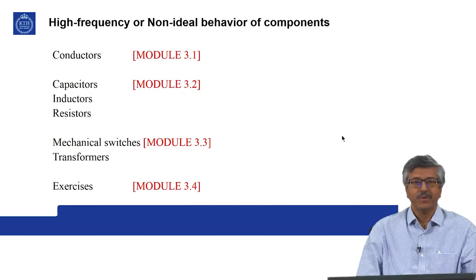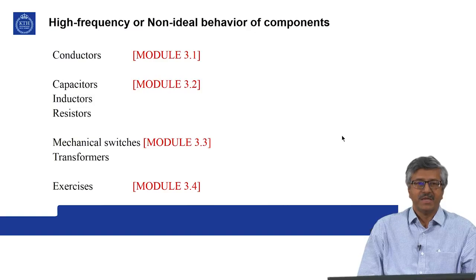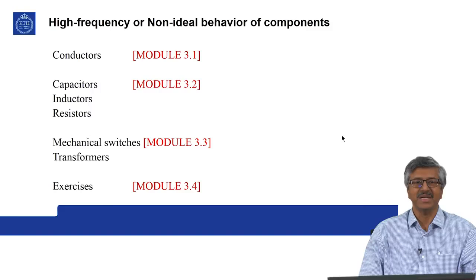Then we look into some of the electronic components that are called capacitors, inductors and resistors. These are the basic passive electronic components. And of course, these electronic components also have wires in the form of component leads, where you solder these components into printed circuit boards. And so then you get a combination of conductors and ideal capacitors, inductors and resistors.